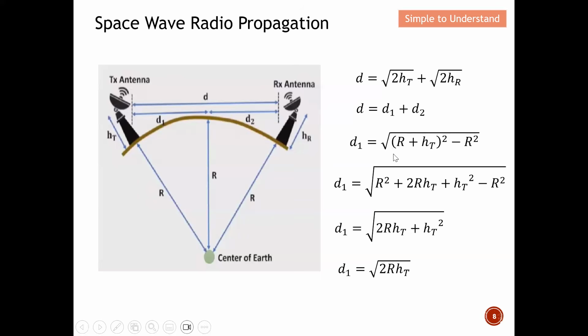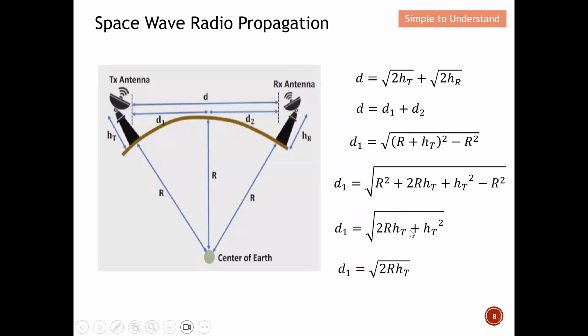Next, I open up the bracket. So it becomes R squared plus 2RHT plus HT squared. This is just mathematical, I just open out this bracket. From here, I can see that the R squared and minus R squared cancel each other, and I finally arrive at this equation.